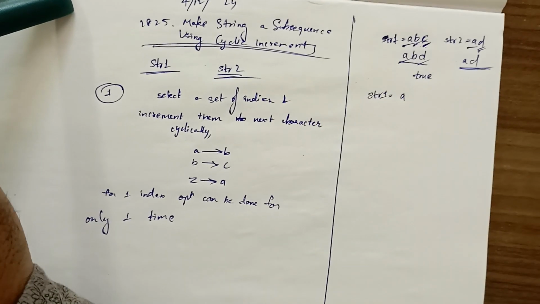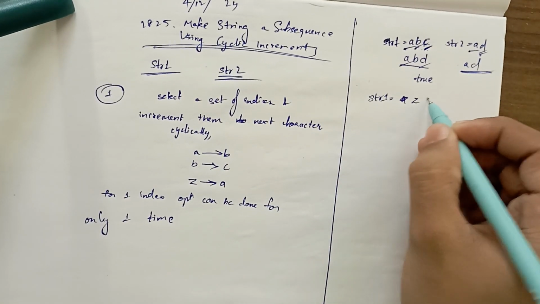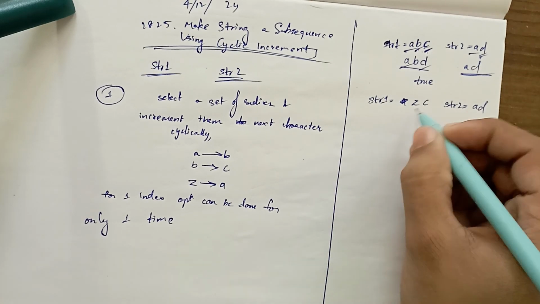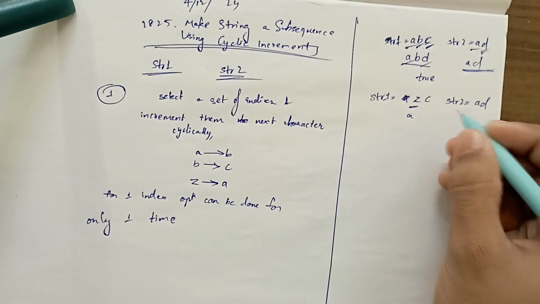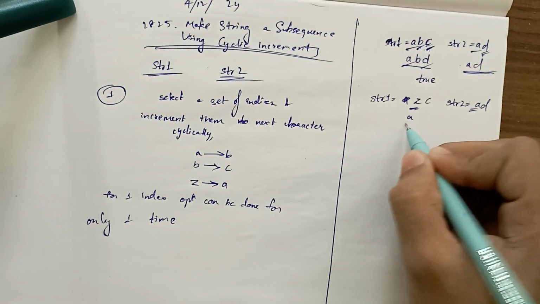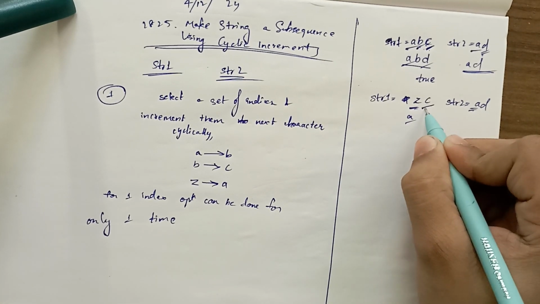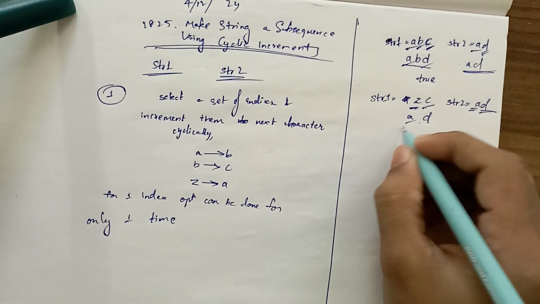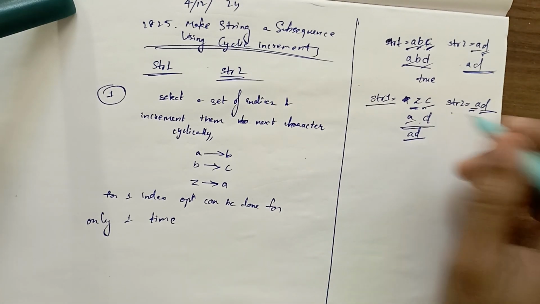String 1 is Z, C and string 2 is equal to AD. So Z, the next character to Z cyclically is A. If you go to the next character, A and A both are equal. And here C, the next character to C is D, and D and D are equal. So we can get AD as a subsequence of string 1, which is equal to string 2.